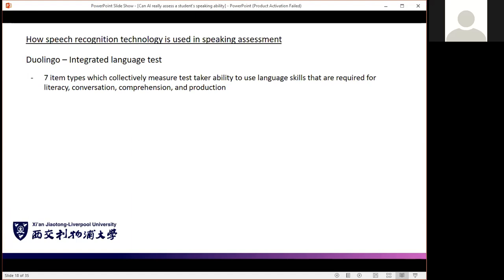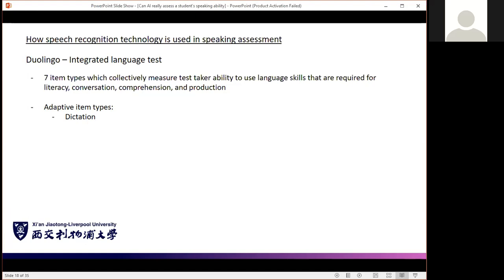I'm going to focus on this now for a bit. Their language test has 7 item types, and together they measure test taker ability to use language skills required for literacy, writing, conversation, comprehension, listening and reading, and production. So you notice that they don't divide them into listening, reading, writing, and speaking. They have these other divisions, which I think is a good approach. And it's an adaptive test, so the level of difficulty changes as you work through the test. If you do well in the first third, you get more challenging tasks in the second and final third.